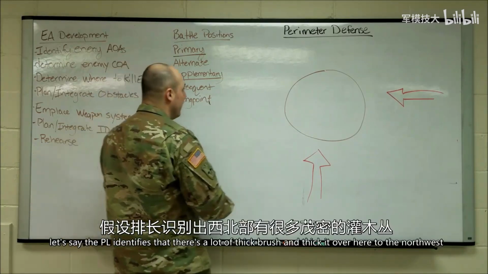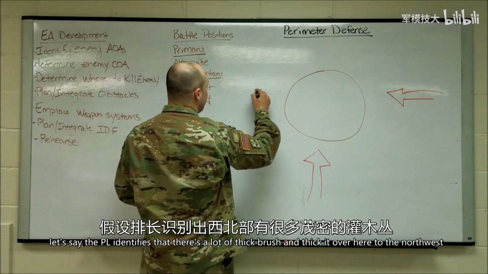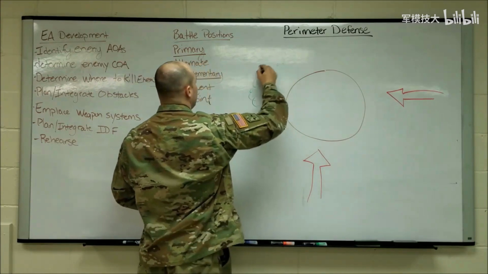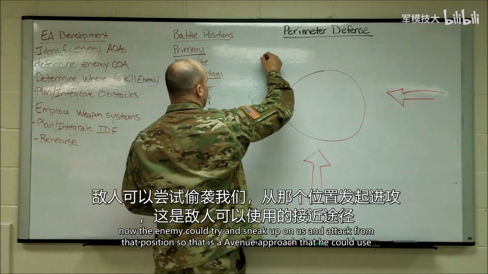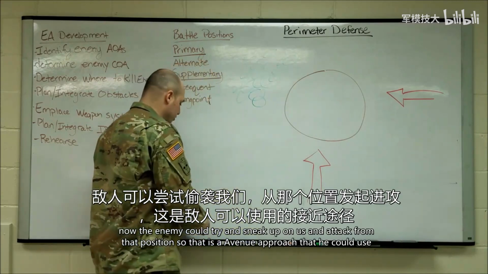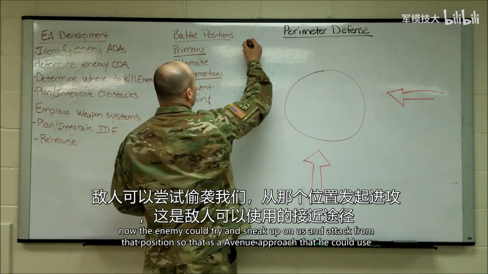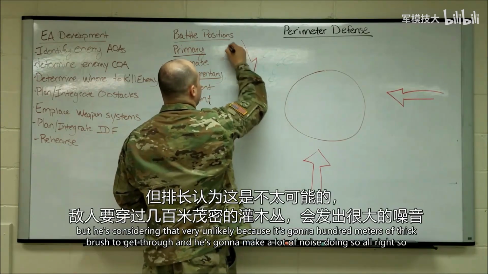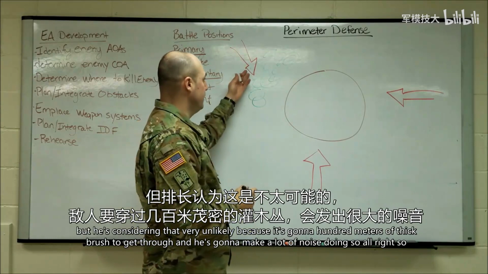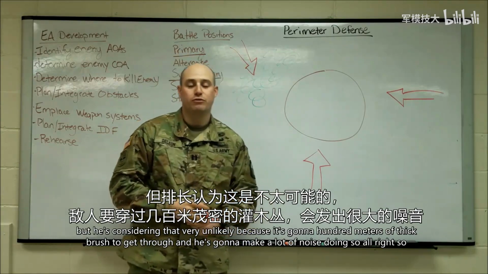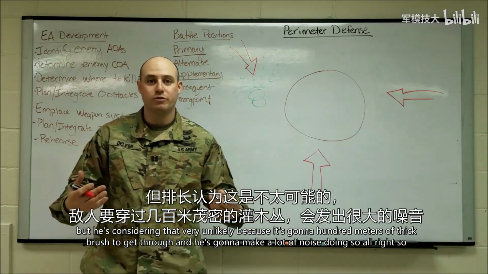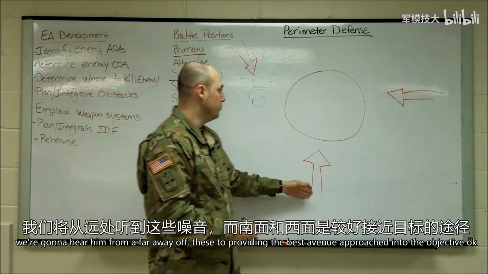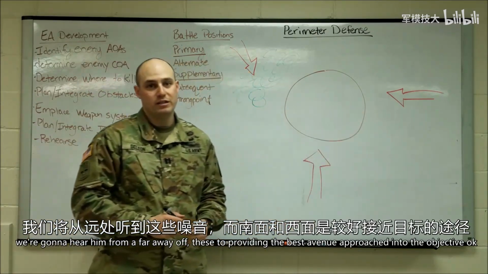Let's say the PL identifies that there's a lot of thick brush and thicket over here to the northwest. Now the enemy could try and sneak up on us and attack from that position. So that is an avenue of approach that he could use, but he's considering that very unlikely because he has 100 meters of thick brush to get through, and he's going to make a lot of noise doing so. All right, so we're going to hear him from a far way off. These two provide him the best avenue of approach into the objective.